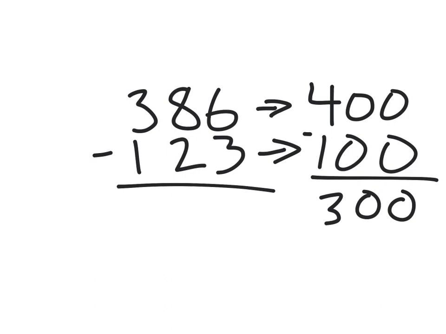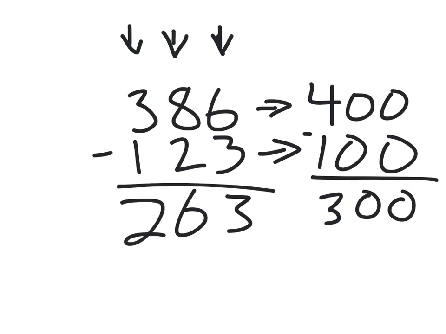Are we going to start in the 100s place or the ones place, class? Let's start in the ones place, just like you guys have always been doing. So this is the ones place right here. So 6 minus 3, class? 3. Now we're ready for the tens place right here. 8 minus 2? 6. Now we're ready for the hundreds place, which is right here. 3 minus 1? 2.